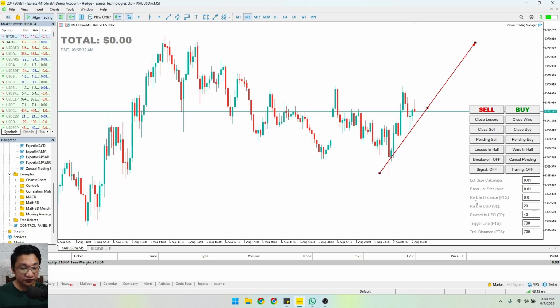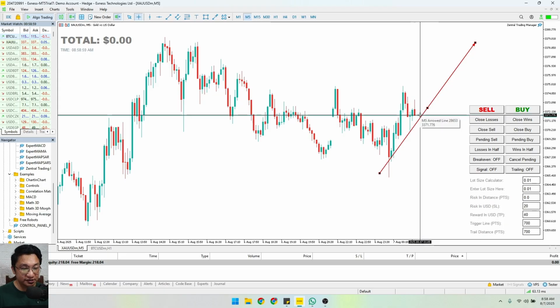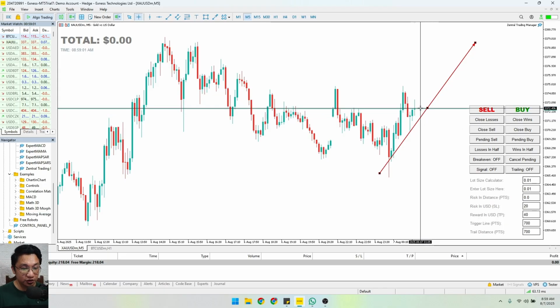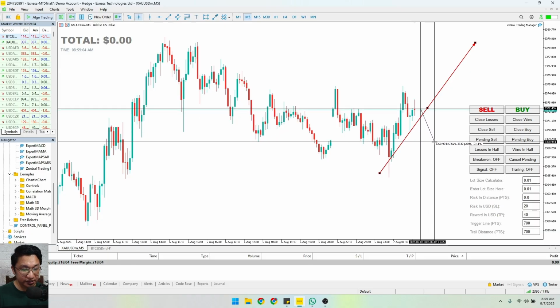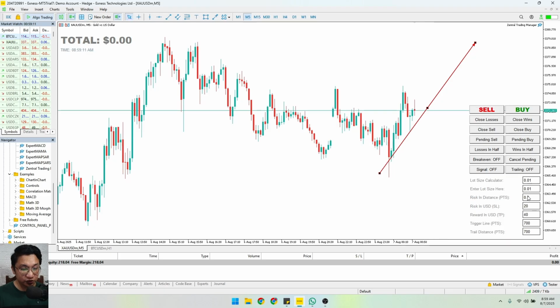Next is for your risk distance. How close or how far would you like your risk distance to be triggered? So we will be using our crosshair tool. All right, now let's say if we are going to enter a price here, I want my risk distance to get triggered if the price would go back to around this area. So that's around 3,542 points. You don't have to be specific. You can just simply say 3,500 points. Now look at what will happen here.